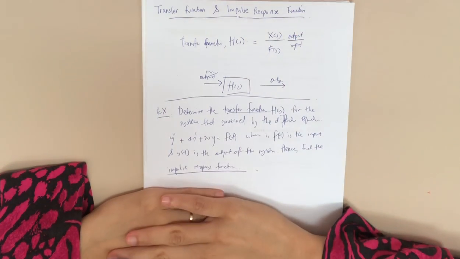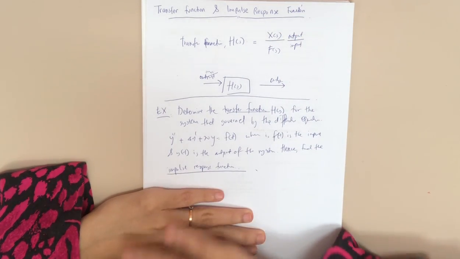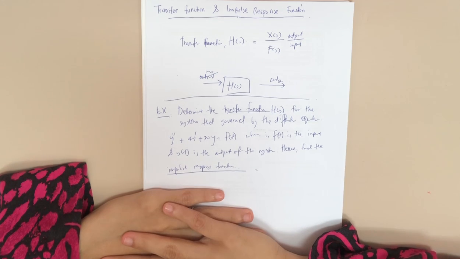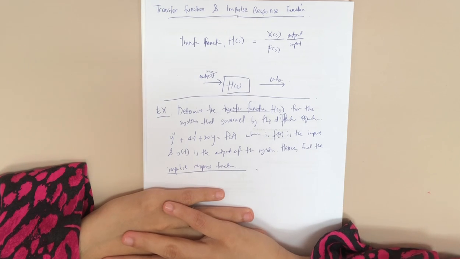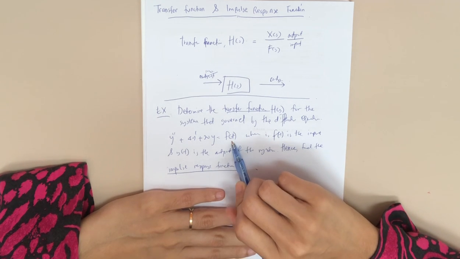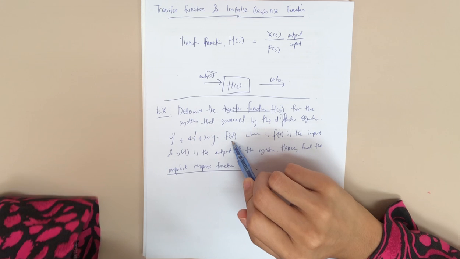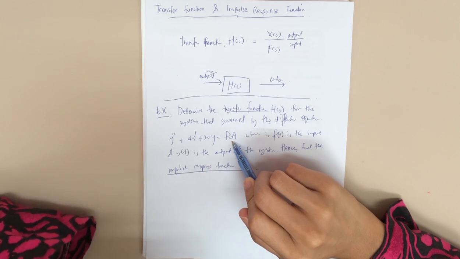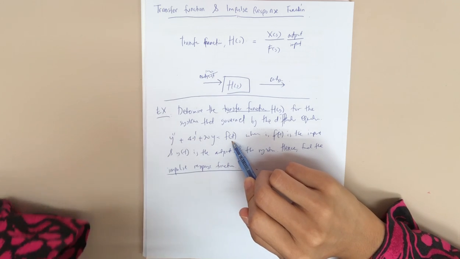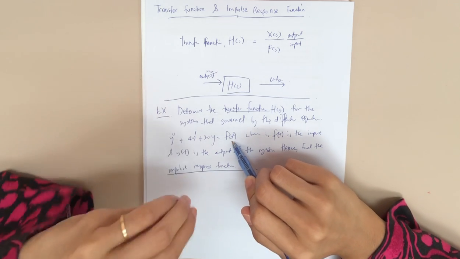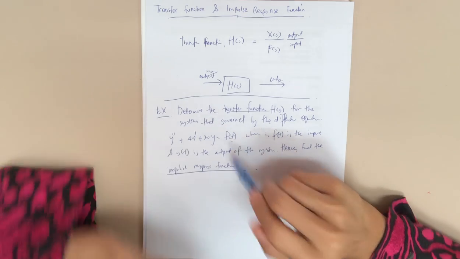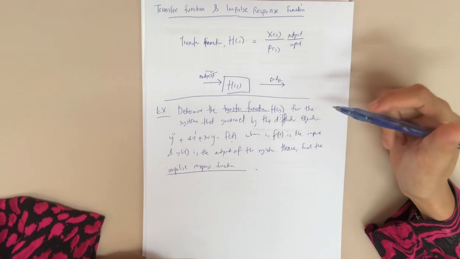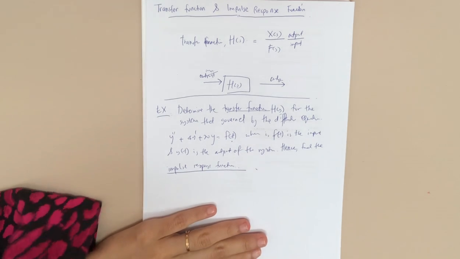We go back to the question now. Determine the transfer function H(s) for the system governed by the differential equation y double prime plus 4y prime plus 20y equal to f(t). It doesn't state any function like t squared, exponent or sine, it's just f(t) here, whereas f(t) is the input and y(t) is the output of the system. Hence, find the impulse response function.